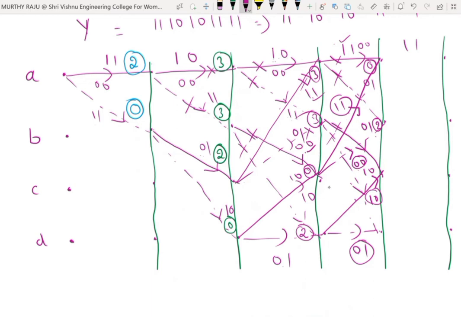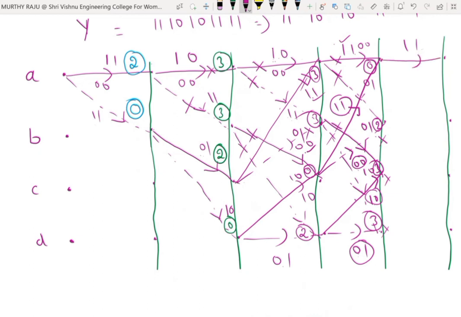Next coming to D. Here 1 0 and 1 1. 1 change is there. That is 3. Here 0 1 and 1 1. 1 change is there. 2 plus 1, that means 3. This 2, this 3, this 3 are cancelled. This one is considered.